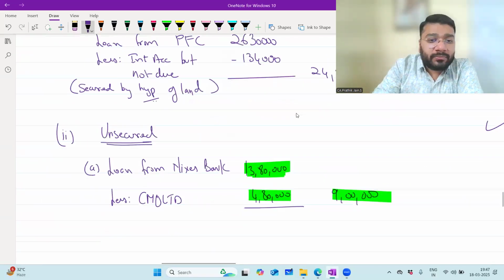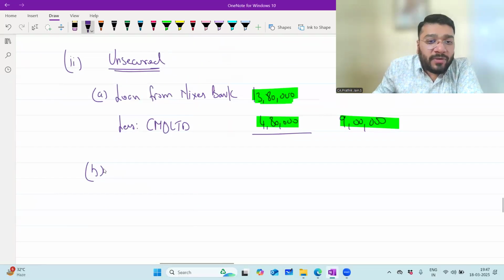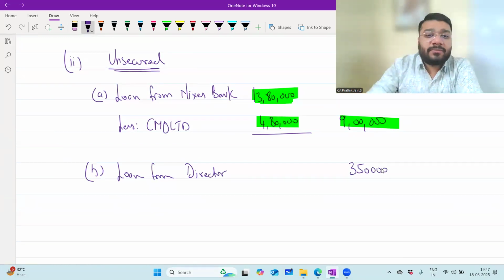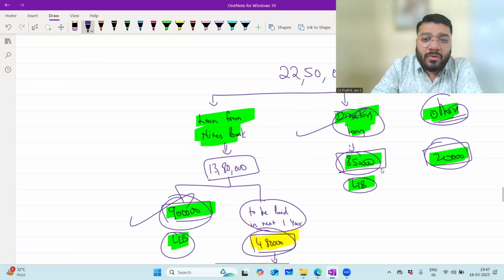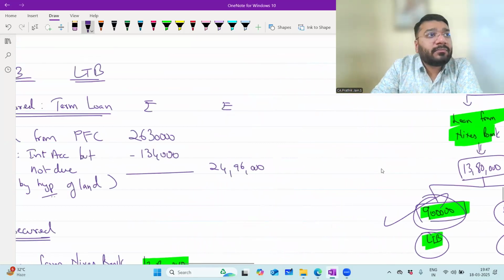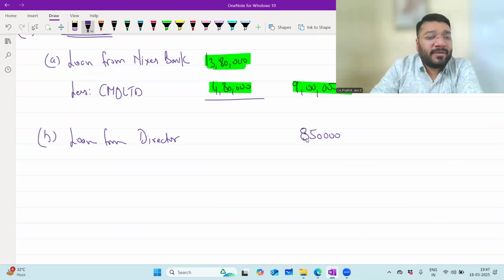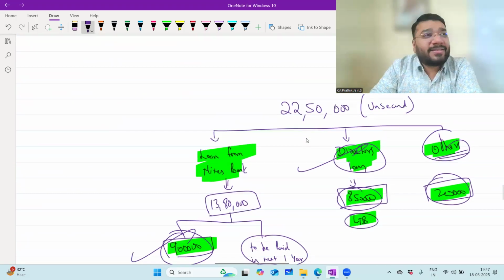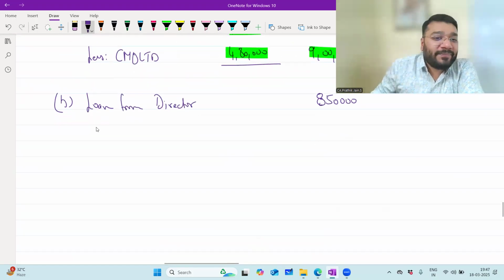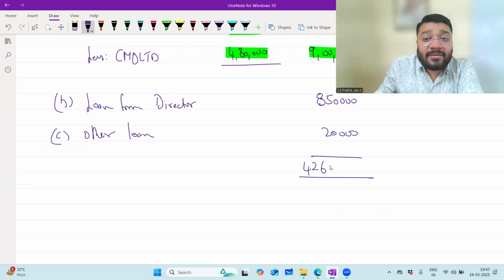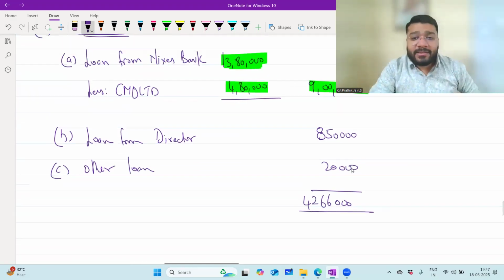Next is director's loan, a loan from director. B point, loan from director, 3,50,000. Directly in the outer column. No, it is 850, not 3. 850. Others. Other loans 20,000. Total 42 lakh 66,000. Online people, are you getting the same answer?